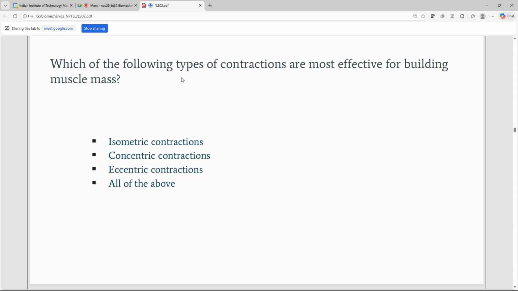Next question. Which of the following types of contractions are most effective for building muscle mass? I hope everyone will know this. Options are: option A, isometric contractions; option B, concentric contractions; option C, eccentric contractions; option D, all of the above.